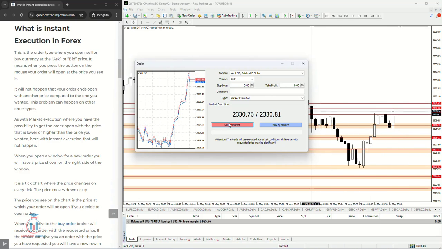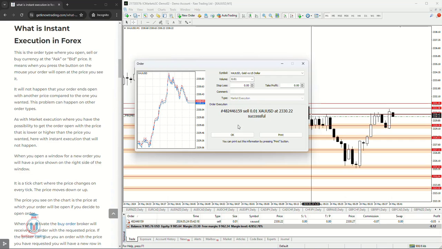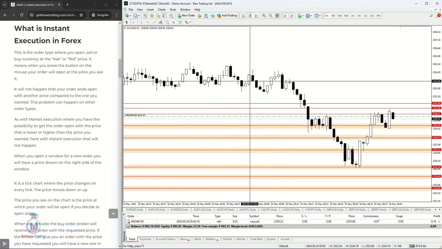So for example, let's make a test. For instant execution, when I click sell or buy by market, it should open at the same price that we currently see. So let's see what the current market price is. I will be very quick because the price is changing. I will try to click the button at the price that I'm currently seeing. For example, I will click the sell by market button. So the current market price is, let's say, 22. Let's see. You can see here the price has opened at 2330.22, the same as I have seen on the small window where you open a new order.